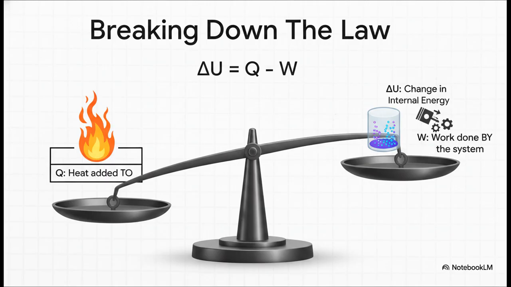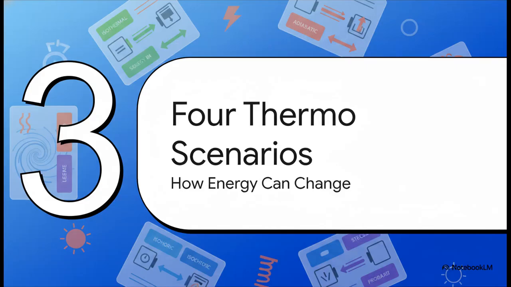So the change in a system's internal energy, delta U, is equal to the heat you add to it, Q, minus the work the system does, W. Basically, it's an energy budget. Any energy you put in has to go somewhere. It either gets stored inside as internal energy, or it gets spent to do work. None of it just vanishes. You can't create it, you can't destroy it. That's the law.